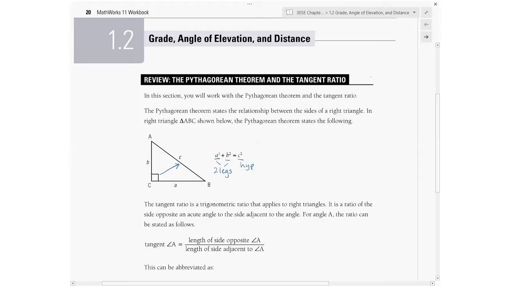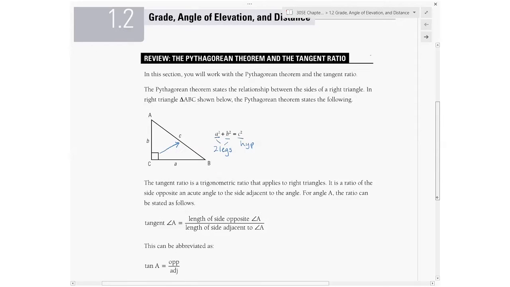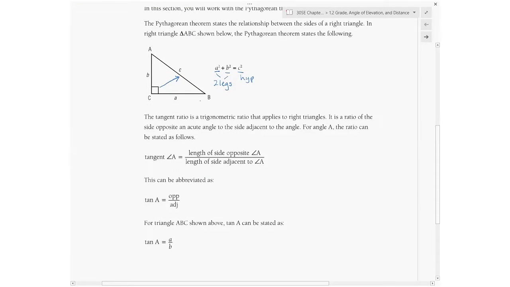The tangent ratio is the trig ratio that applies to right triangles. Again, it has to have a right angle, that 90-degree angle, and it's a ratio of the side opposite an acute angle to the side adjacent to the angle. So for example, this is tangent of angle A: it's the length of the side opposite, that's a in this case, over the length of the side adjacent, which is b.